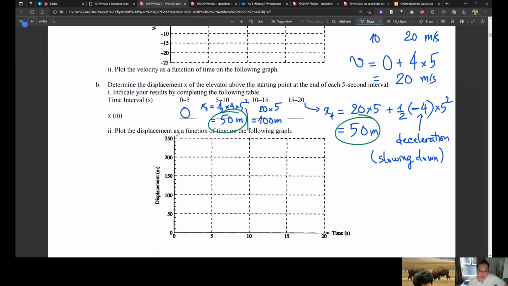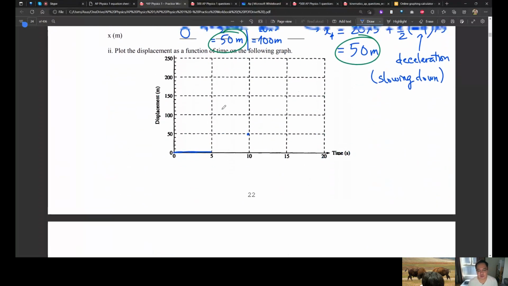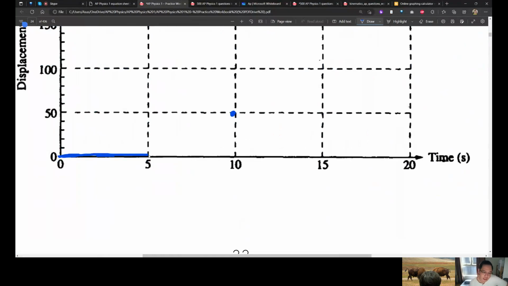Now, plot the displacement as a function of time graph. During the first 5 seconds, it does not move, so it is horizontal like this. And then it moves 50 meters for the next 5 seconds, 50 here. And this is an accelerated motion with a certain acceleration. Therefore, the graph for the next 5 seconds here is not a straight line, but a parabola.